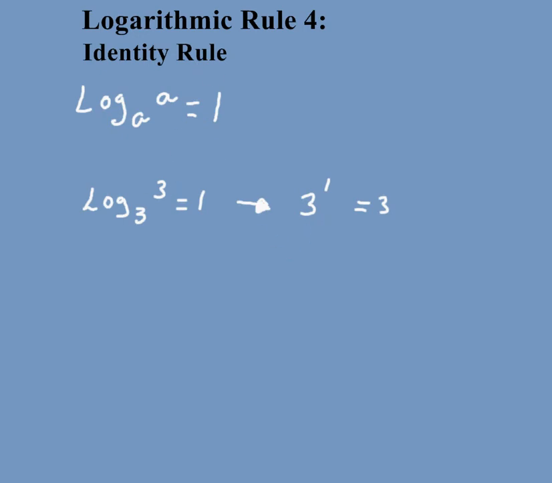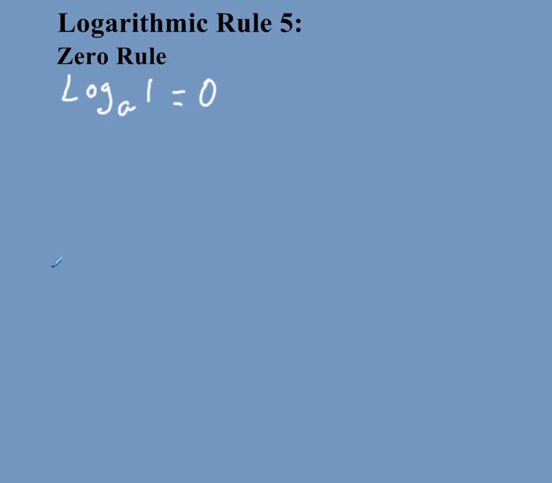Okay. Another one that is similar to that is the 0 rule. Log base A of 1 is equal to 0. So any log with a base and a 1 is always equal to 0. Now let's convert this to exponential form to see how we get that. Let's say log base 4 of 1 is equal to 0.